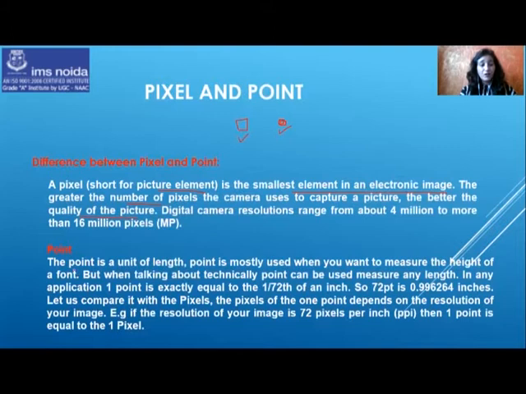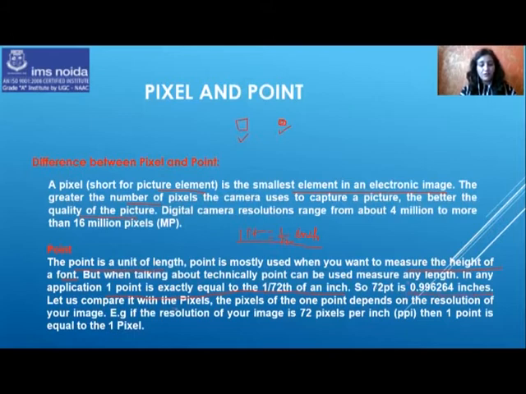And what is a point? A point is a unit of length. Basically, a point is used to measure the height of a font, and it is also used in text graphics. In any application, 1 point is equal to 1/72 of an inch. This is the formula for a point. If we convert 1/72, it will be about 0.0139 inches.